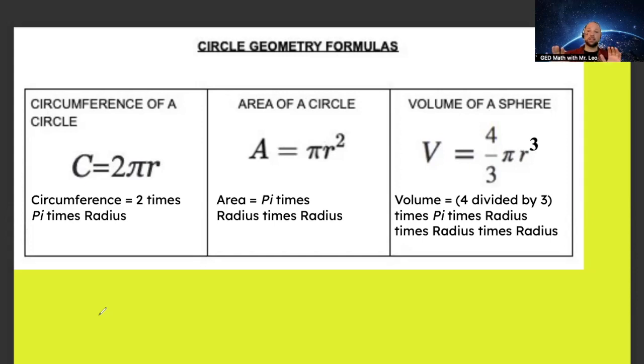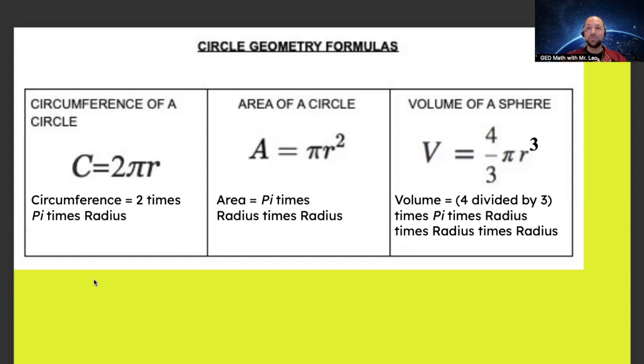Today's entire lesson is focusing on these three formulas. That's all we're covering today. I'm going to help you understand, read these, and use them with success. It's not as bad as it looks. Let's look at the first one right here. Circumference of a circle. Remember, circumference means the outside of a circle.